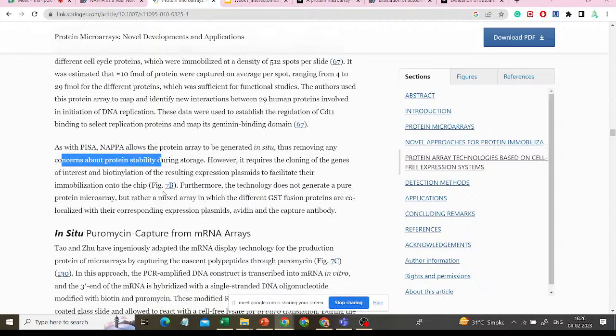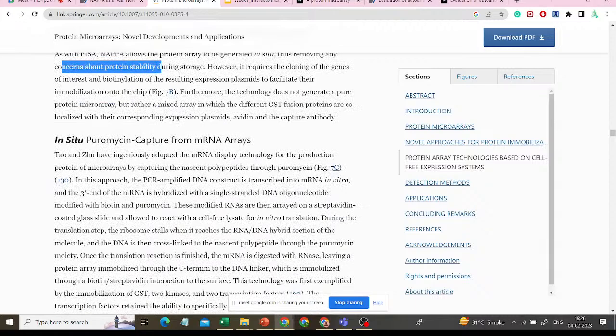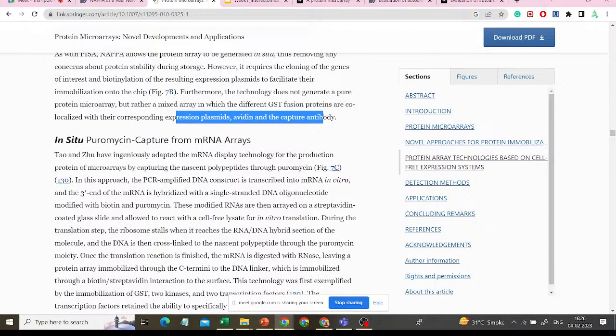Okay, so mixed with the different GST fusion proteins with their corresponding avidin and capture antibodies. So just look at the differences in both PISA and NAPA, and how they are. I think in the corresponding lectures you will get more detail about NAPA, but still, if there are any questions, ask.